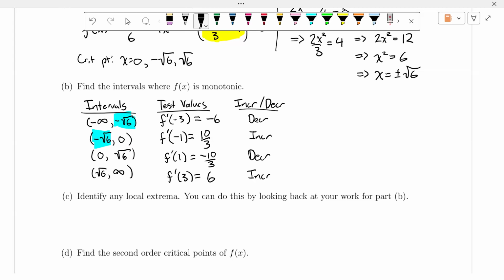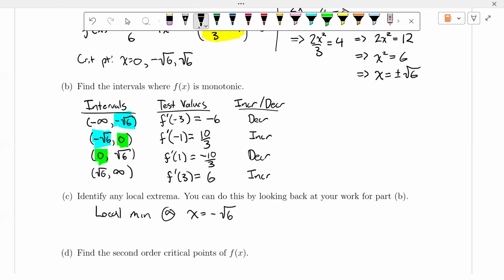You can imagine the function is decreasing, and then after that critical point -√6, it goes to increasing. So it is a local min. Here, I'll write it down here. Local min at x equals -√6.